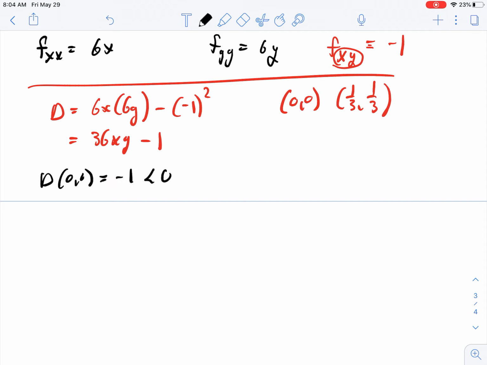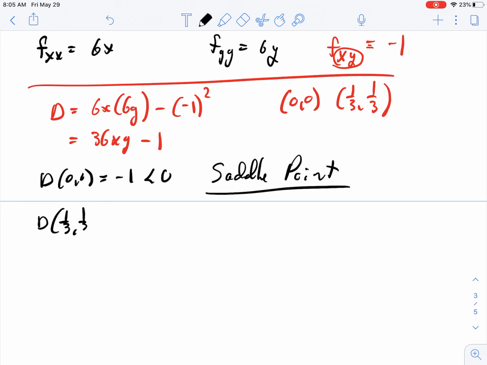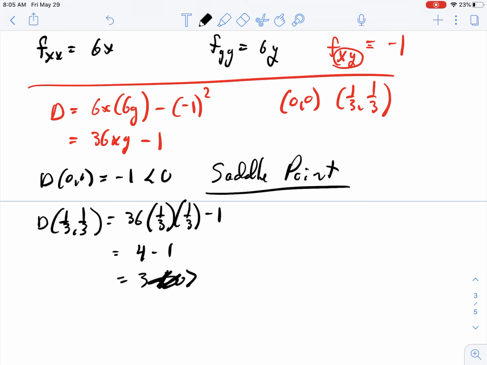Okay, so let's do (0, 0) first. -1, well, that's less than 0. So anytime the discriminant is less than 0, that is a saddle point. Okay, now let's do (1/3, 1/3). So 36 times 1/3 times 1/3 minus 1. So that's 4 minus 1, so I have 3, greater than 0.